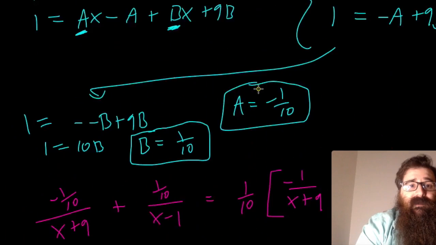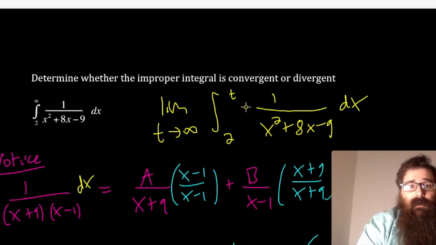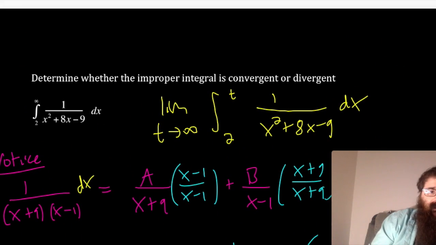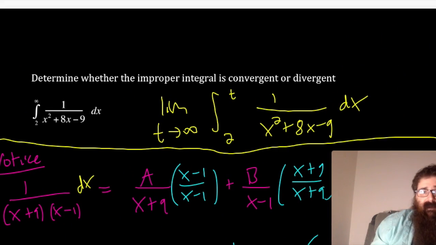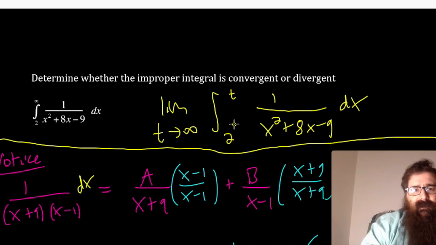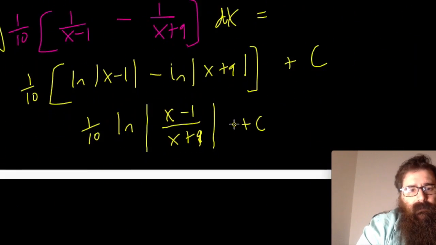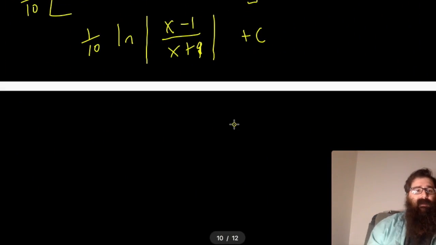So if I want to use this, I can return back to where I left off. This was sort of my detour that I took to work through all the partial fraction decomposition, but I had the limit as t goes to infinity. I've already integrated, but I still want to evaluate from 2 to t. So I can return back to what I was doing.